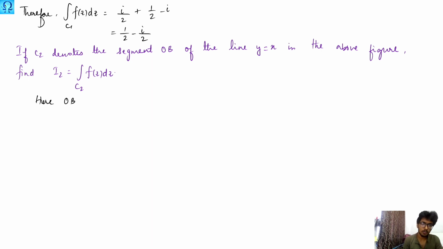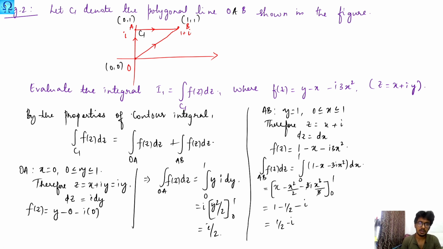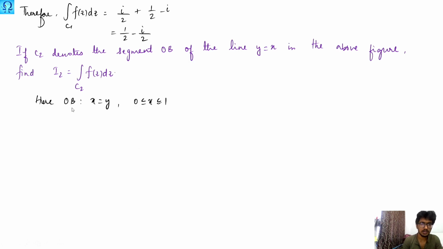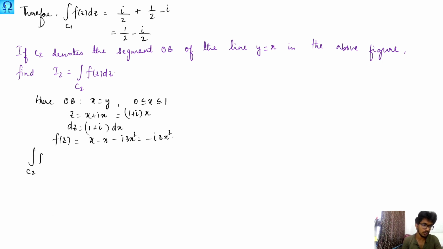Here in OB, what we have? We have x equals y with x ranging from 0 to 1. That we can very well observe from the diagram itself. Right? From here to here it is going. This is the line y equals x. It is varying from 0 to 1. So that is what we have written. And here your z becomes x plus iota times x. Therefore your dz is 1 plus iota multiplied with dx. Therefore your function of z becomes x minus iota 3x squared. So this is simply minus iota 3x squared. Therefore integral over C2 f of z dz is integral 0 to 1. Here we have changed everything in terms of x, minus iota 3x squared, and dz is 1 plus iota dx, right?